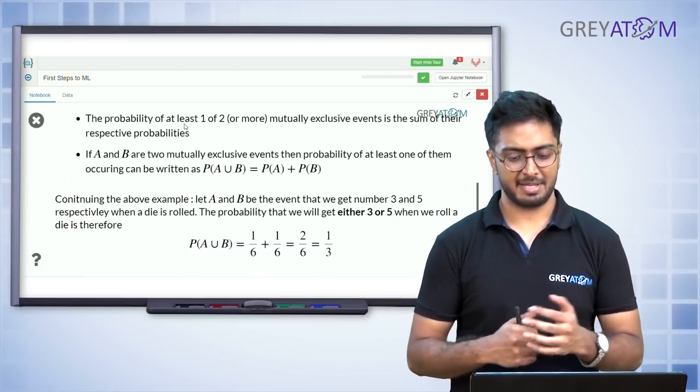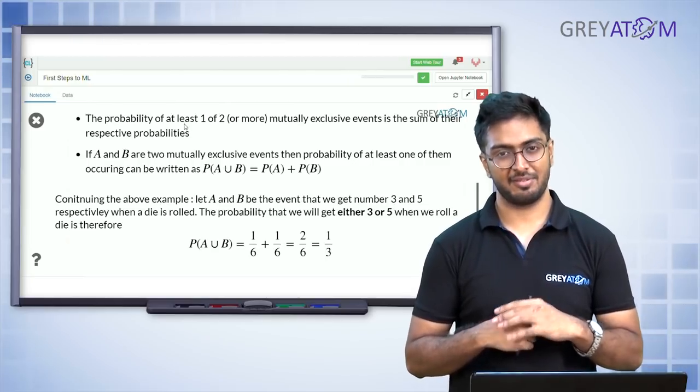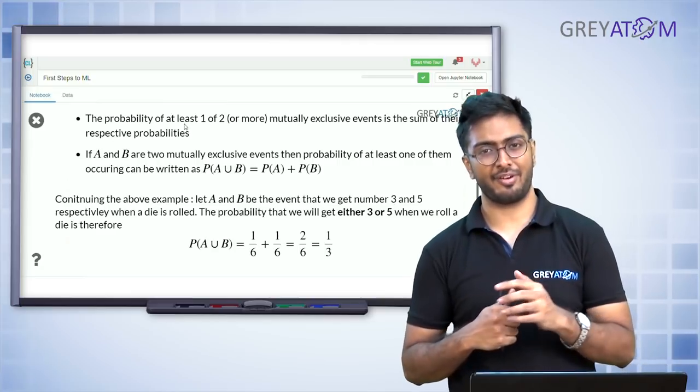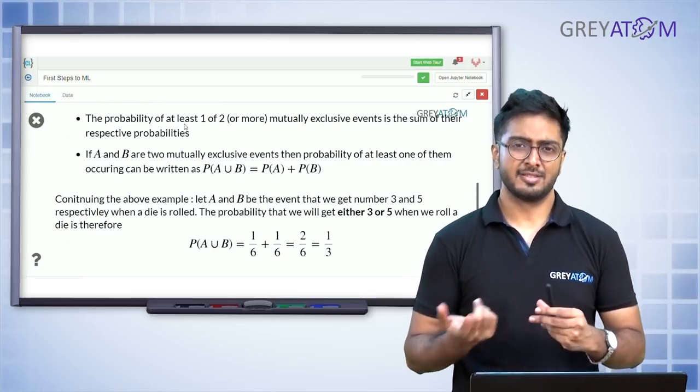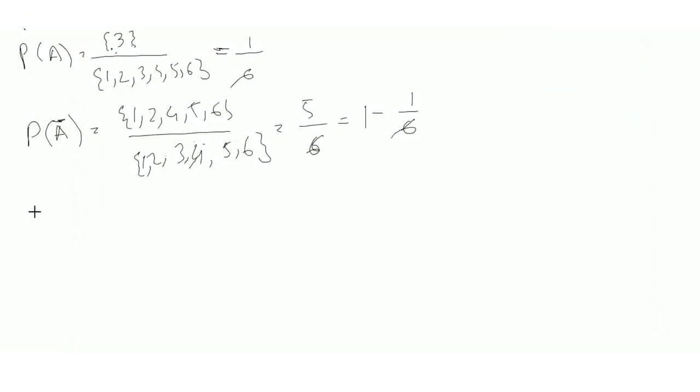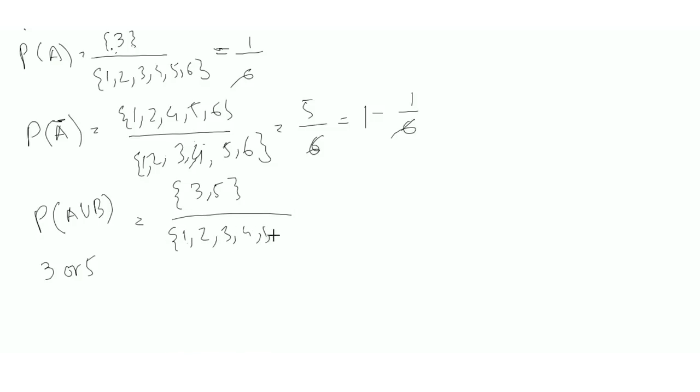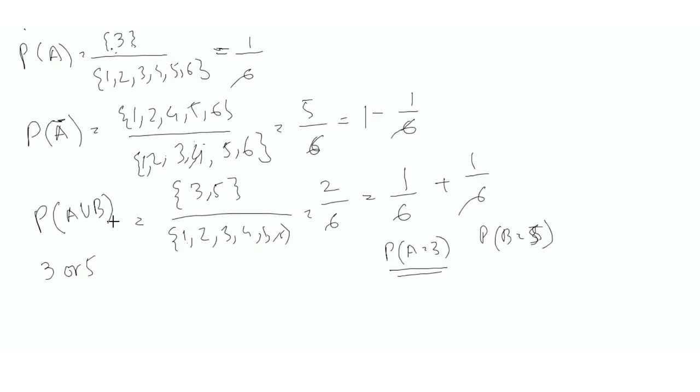For example, the same example: A and B are the events that we get the number 3 and 5 respectively when a die is rolled. Now the probability that we will get either 3 or 5 is the summation of their individual probabilities. And it's very clear why this is the case. We are concerned about A union B, which is 3 or 5. There are two possible outcomes, 3 or 5, and any of them would be fine, out of 6 possible outcomes. So that is 2 out of 6, which also equals 1 by 6 plus 1 by 6. This is for probability of A equals 3 and probability of B equals 5. So the probability of A union B is the probability of A plus the probability of B.